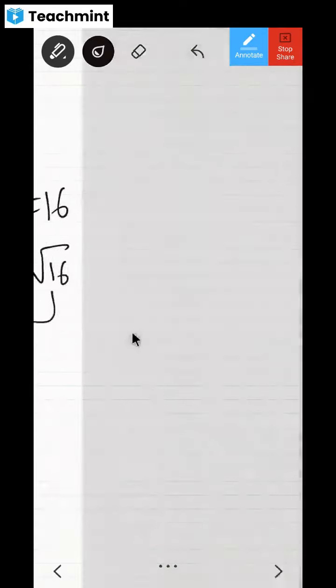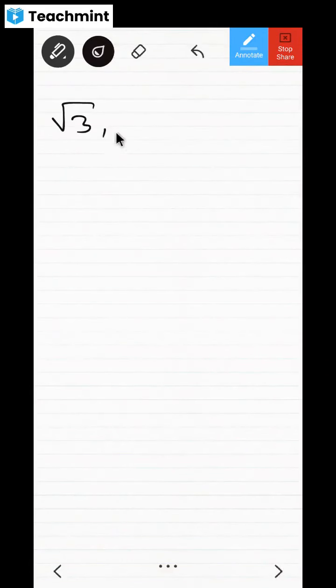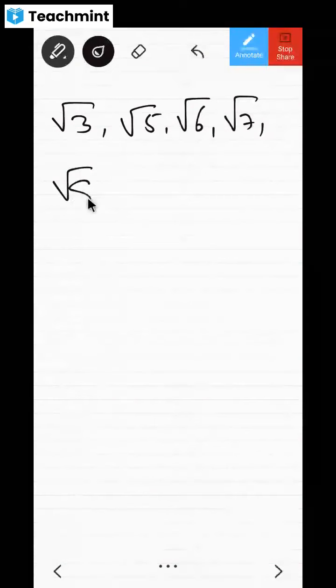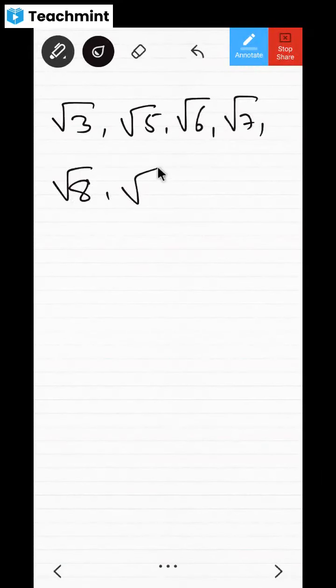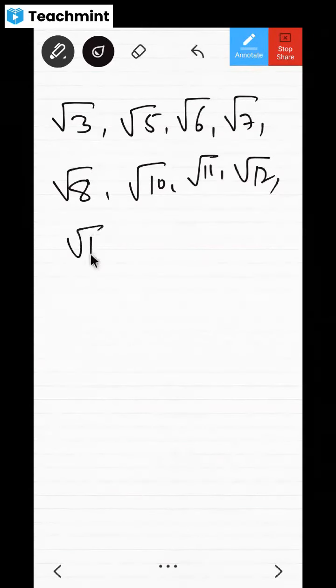Now, if I say root 3, it is also an irrational number. Root 4 means it is a rational number, because root 4 means 2 will come. So that's why it is not an irrational number. After that root 3, I have to go for root 5, then root 6, then root 7, then root 8. Root 9 won't come here because root 9 means 3, again it becomes a rational number. So I have to go for root 10, then root 11, root 12, root 13, root 14, then root 15.